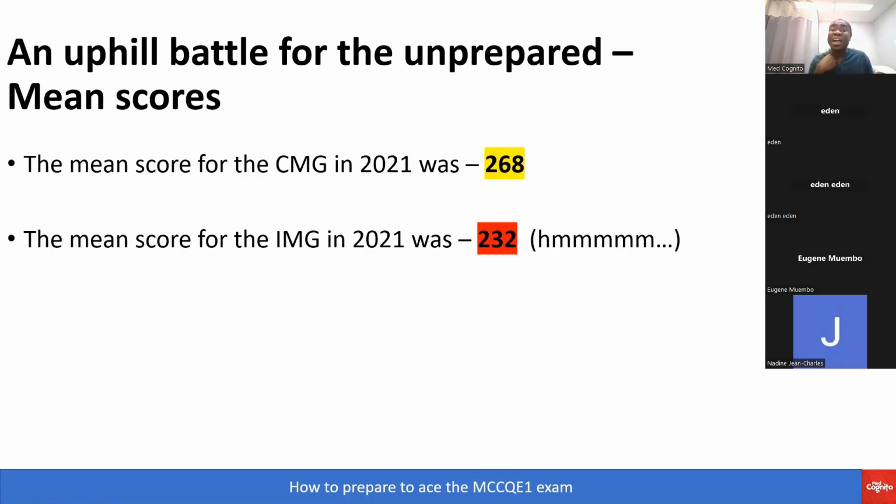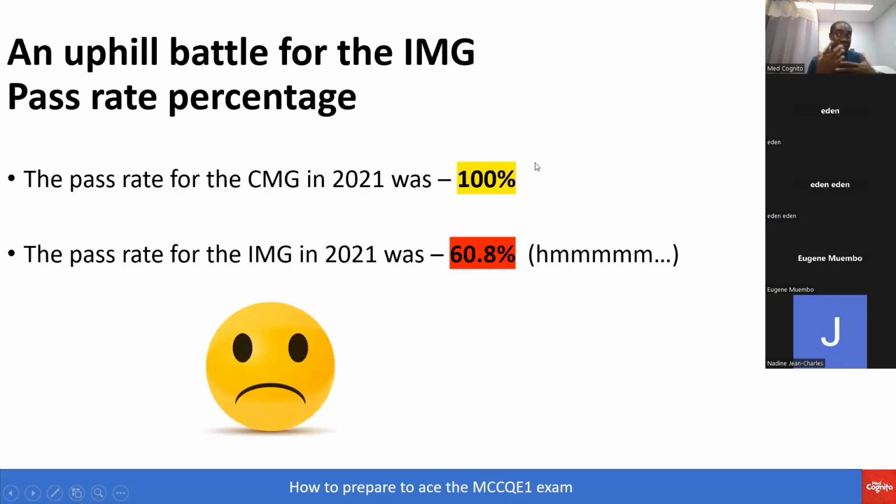The mean score, that is the average score among CMGs in 2021, was 268. And this is in the QE1 report sent by the Medical Council of Canada. The mean score among IMGs in 2021 was 232. So look at the difference. Very big. And a lot of IMGs ask, why are we not getting residency spots? This is one of the reasons why. Of course, some IMGs are doing well, no doubt about that. But in general, when you compare the results, it's not the best.